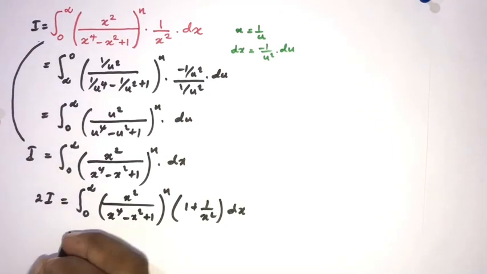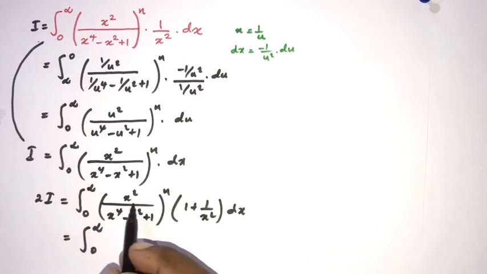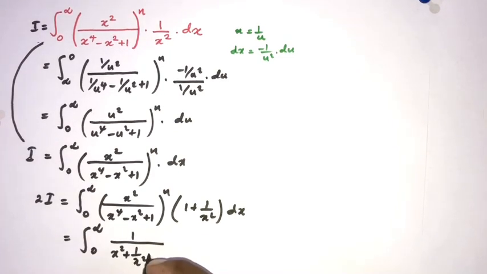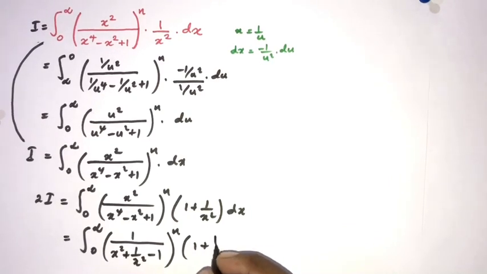Then we can simplify this, from 0 to infinity. Now I am going to divide by x squared. So here we have 1 over (x squared minus 1 plus 1 over x squared), raised to the n power, and here also we have 1 plus 1 over x squared dx.